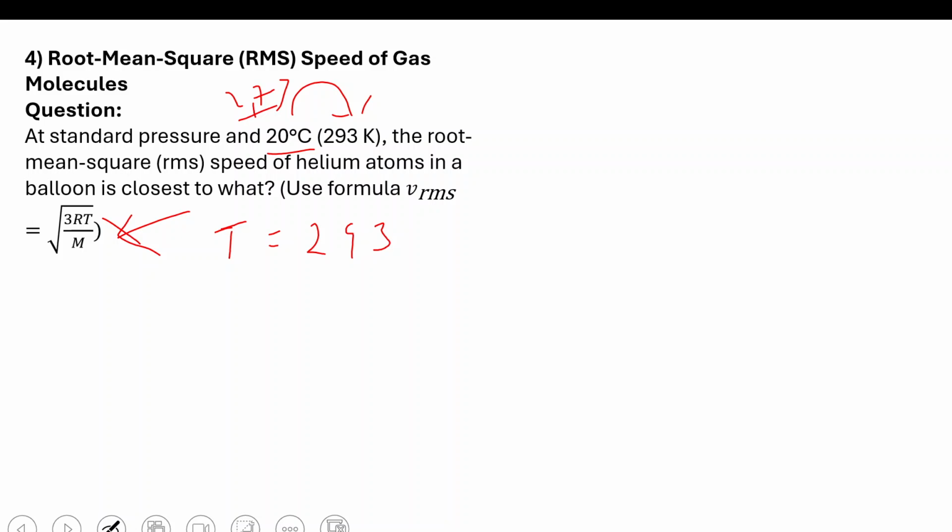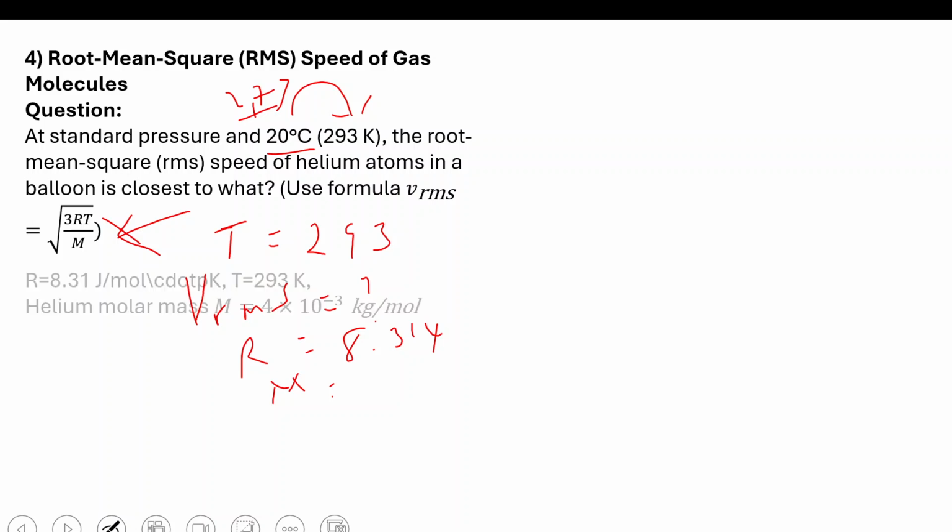The root mean square speed of helium atoms in a balloon is close to what? So we're looking for the root mean square, VRMS. R is already a constant, 8.314, and M for helium is a constant. There's a given value for M.